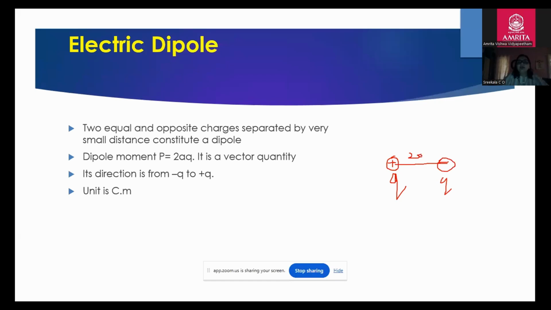Why is it represented by 2a? Why can't it be a? Because the dipole is a single entity, the measurement is done from the center. The center is O. So the distance from the center to one of the charges is a, and to the other charge is also a, so the total distance is 2a.